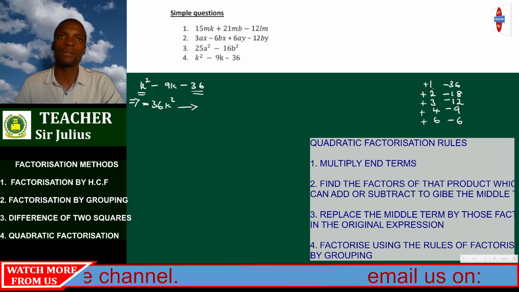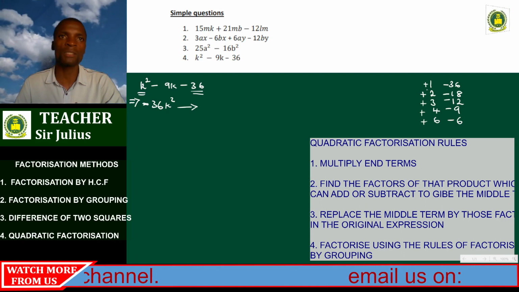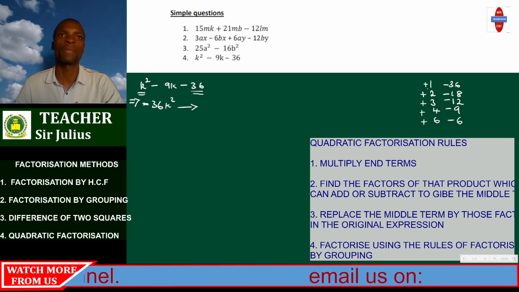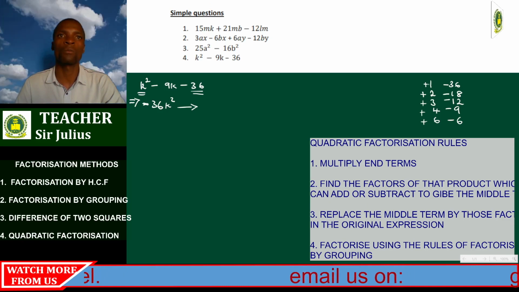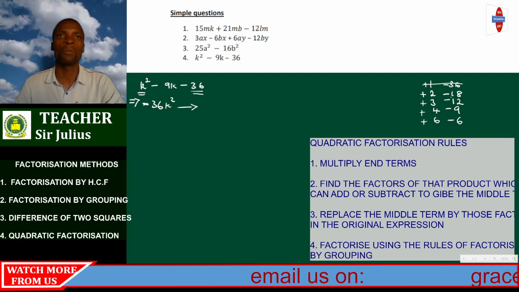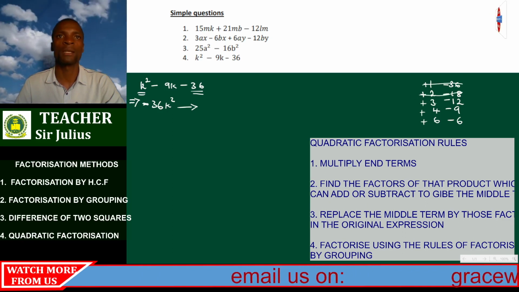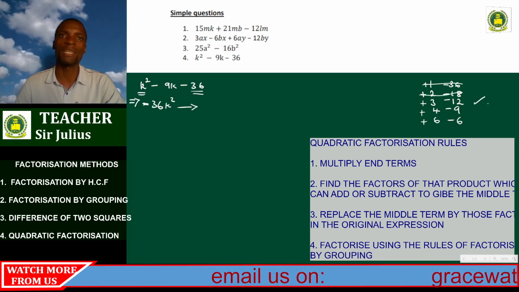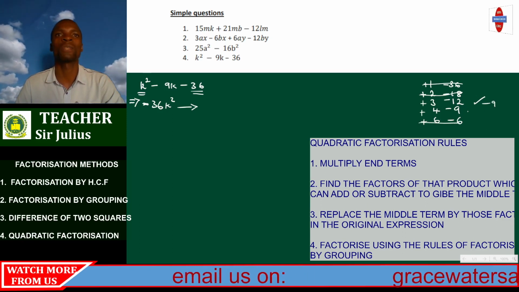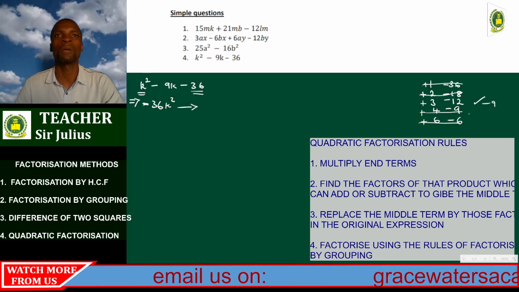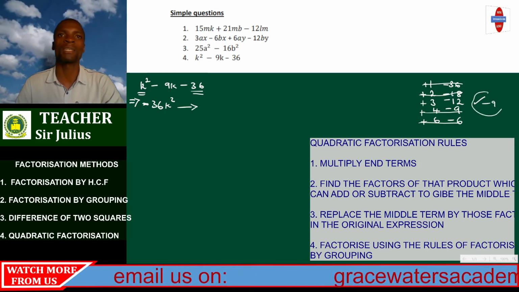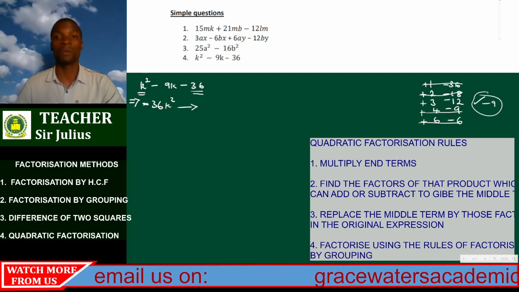Let us look at these factors and see which ones are going to give us 9. So 1 minus 36 is not 9. 2 minus 18 is not 9. 3 minus 12 is negative 9, 100%. You can test the other one too, it gives you about negative 5. So you find out that the rest will not work. There's only one that can give you negative 9. So this is how we get it.